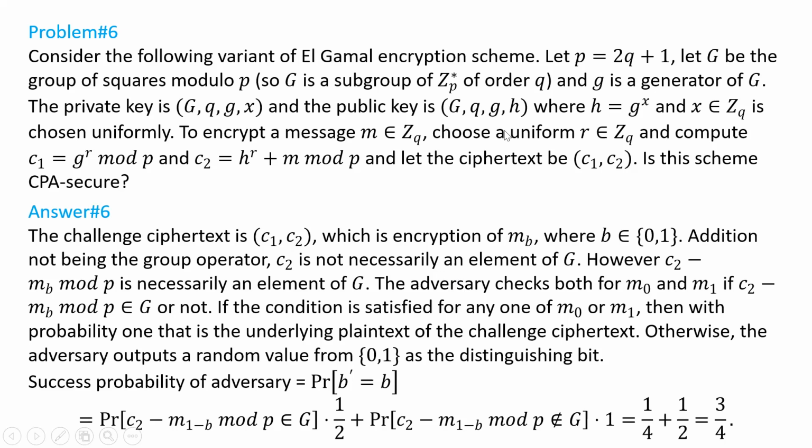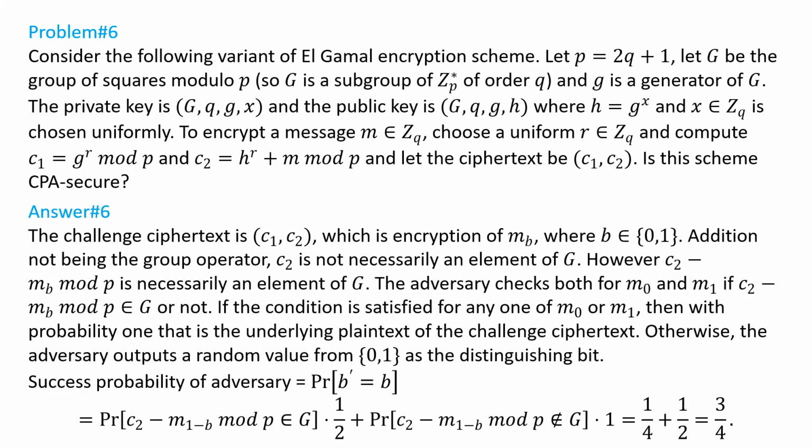Then the probability that any random element of the form C2 minus M1 minus B mod P belongs to G happens with probability half. And if that happens, then the adversary outputs a random bit B dash, which can be either 0 or 1. So it outputs randomly 0 or 1 as the distinguishing bit when both MB and M1 minus B satisfy this situation, that both belong to G.